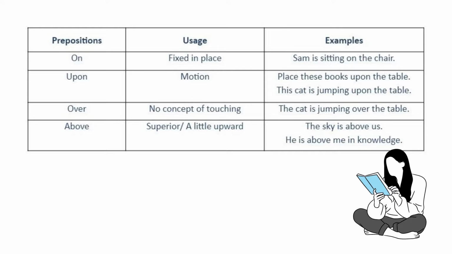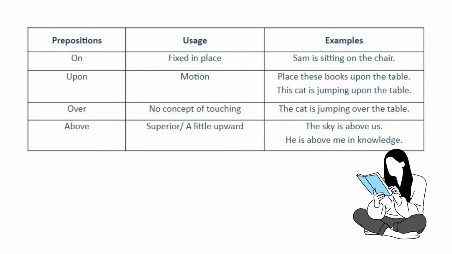It is used to mention when something or someone is on a fixed place or at a fixed place. The example for it is Sam is sitting on the chair. Here the preposition on is used to mention that it is a fixed place.